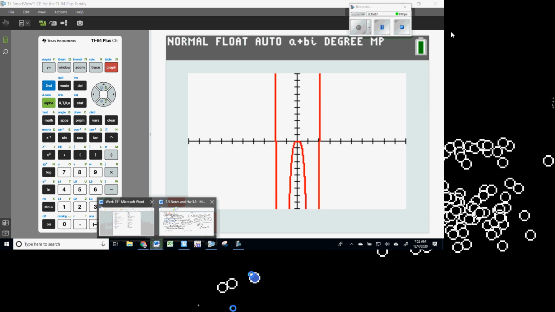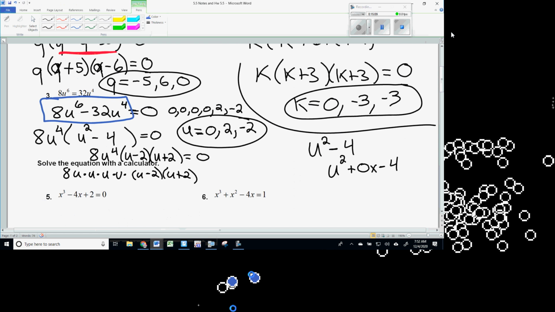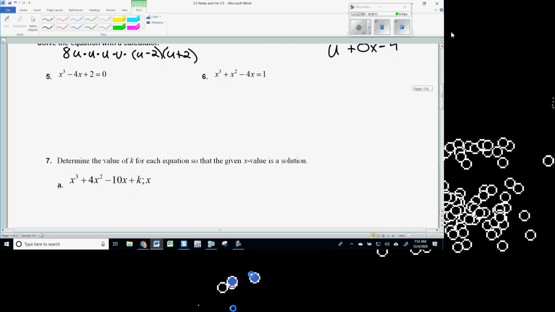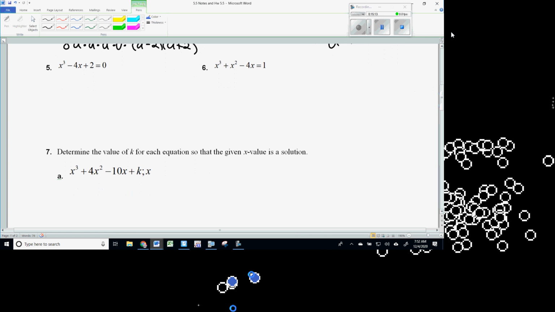Now, why is that useful? What happens when we have something like this, 5 and 6, that we can't graph, or we can't factor, excuse me. It's not something you can factor. So if it's not something we can factor, we have to graph it on our calculator. So graph number 5. So x cubed minus 4x plus 2.